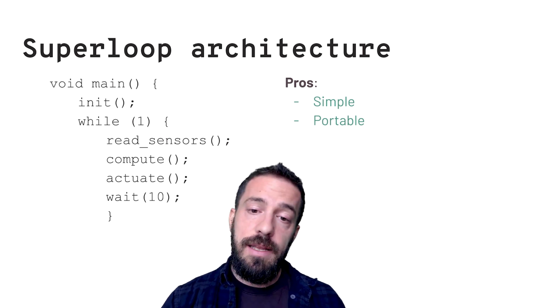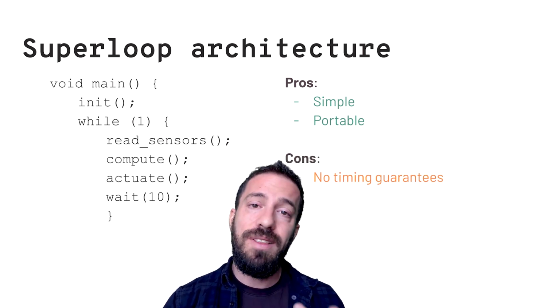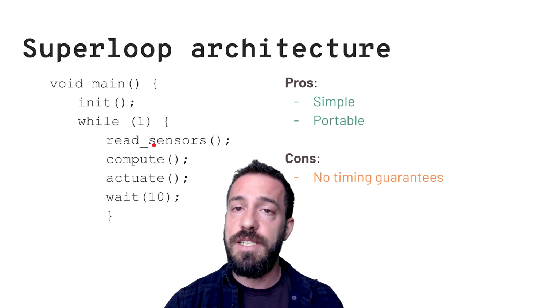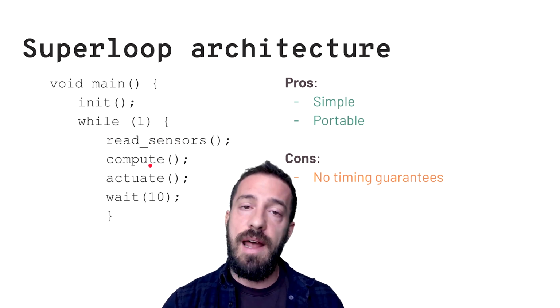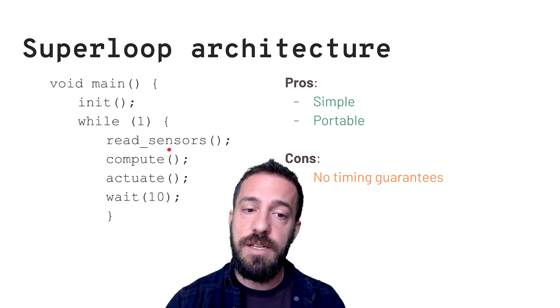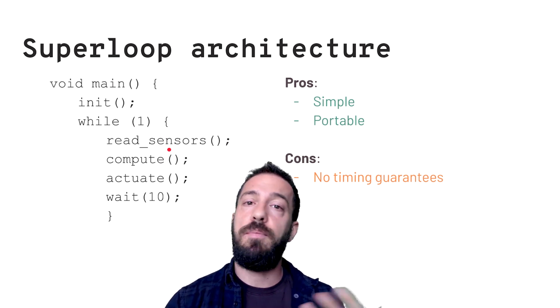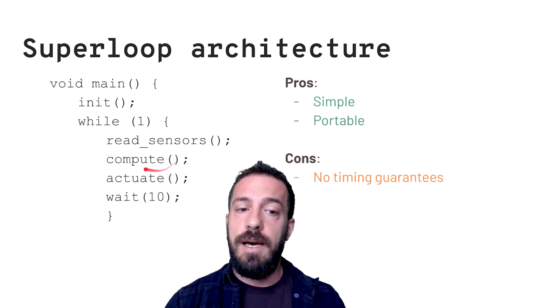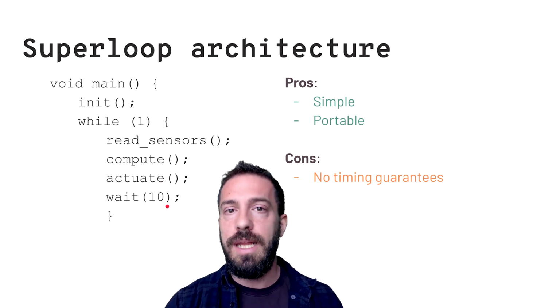On the negative side, there are no timing guarantees, because these delays, for example, reading the sensor or computing, you may have an average execution time, for example, let's say 3 milliseconds to read from the sensor, but there's a chance it will take 3.5 milliseconds or 2 or 6. Same with the compute and the actuate. The only thing that's more certain is the waiting period.